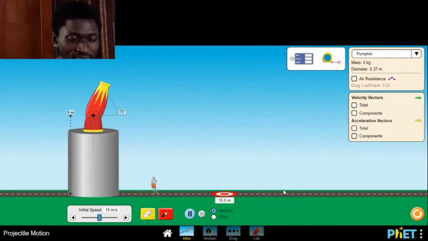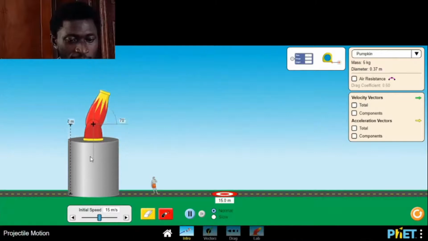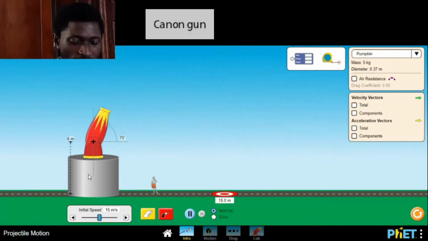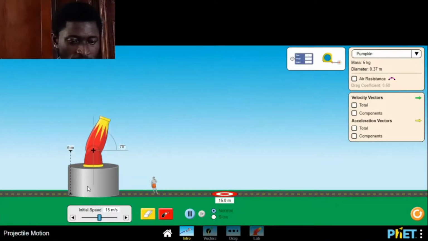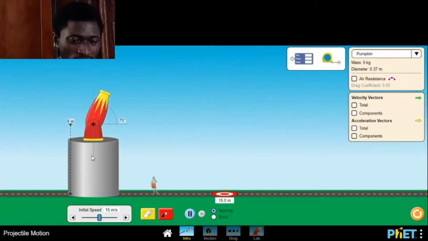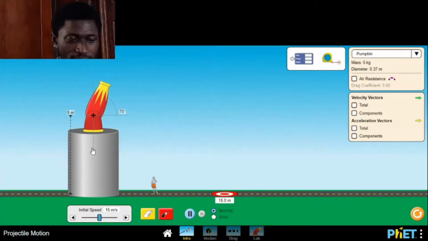Yeah, so we have a cannon, and we have a gentleman over there in his boxer shorts, and we can control the height of the cannonball. Where the cannonball sits, we can vary the height as we want. So we're going to leave it at 9 meters. So what are we going to be launching out of the cannonball?